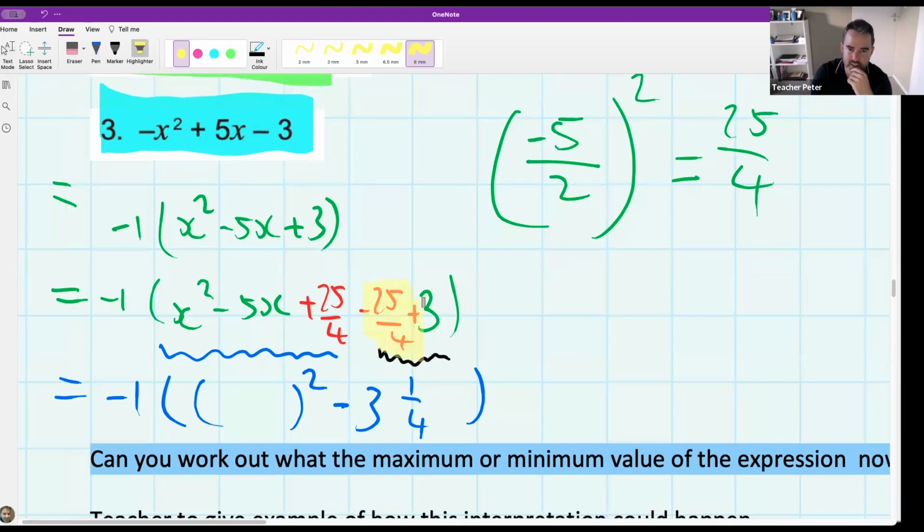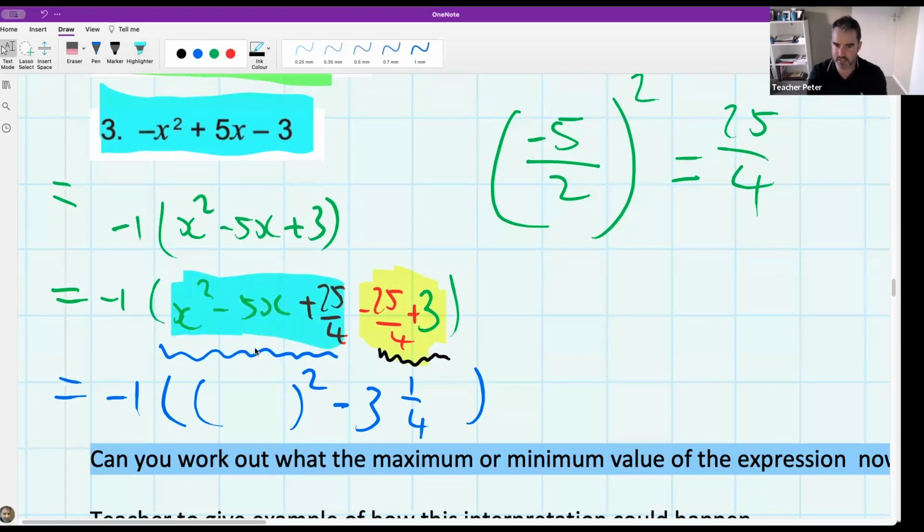Remember, I'm just putting these two together. So those two together are buddies. And these ones over here, they hang out. So let me take out my calculator and just check. So I have -25 divided by 4 plus 3. And I get -13/4 or -3 1/4. So I definitely get this bit as -3 1/4. So just check your computer there.